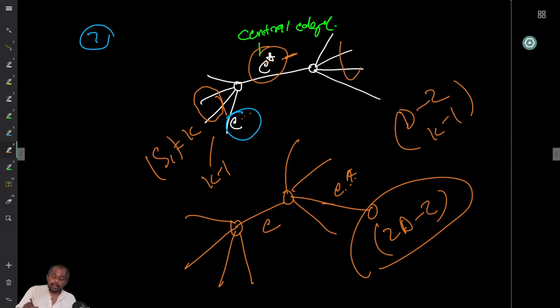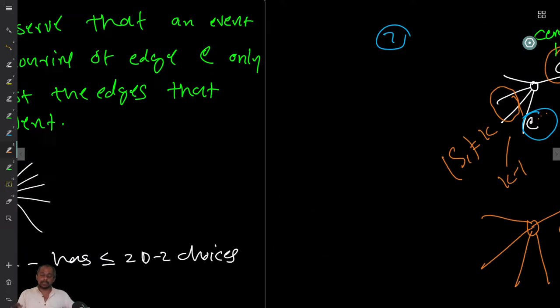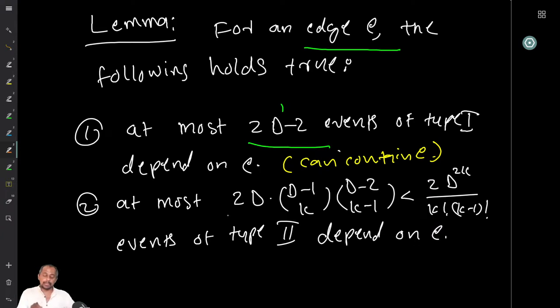Then I need to choose a k element subset on this side, but that is delta minus 1 edges except the edge E star. I have at most delta minus 1, out of which I need to choose k. This I can choose independently. So once I choose E star, I can choose k minus 1 edges, and then I can choose delta minus 1 choose k edges to define the type 2 event. So by the product rule, we have 2 delta minus 2 into delta minus 2 choose k minus 1 into delta minus 1 choose k, which is upper bounded by 2 delta, because I don't want to work with minus 2, which makes it more cumbersome. Of course, minus 2 will help to improve the bounds. So this is at most 2 delta into delta minus 1 choose k into delta minus 2 choose k minus 1. That many events of type 2 can contain the edge.